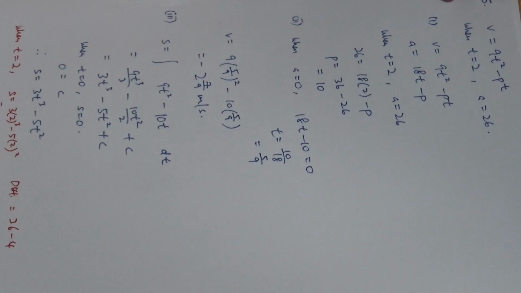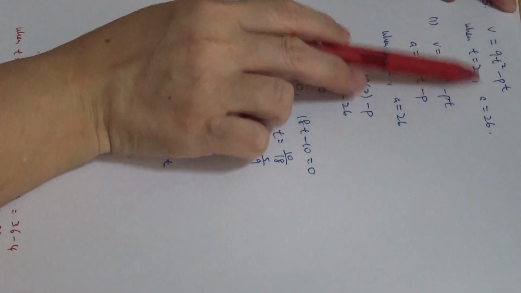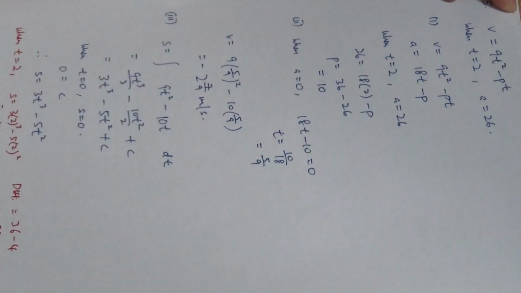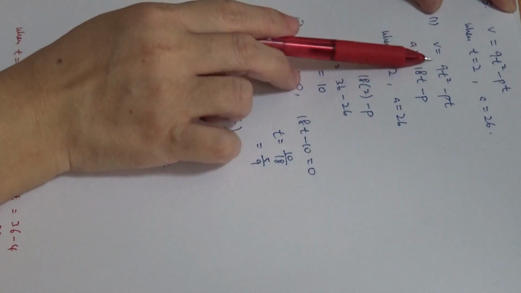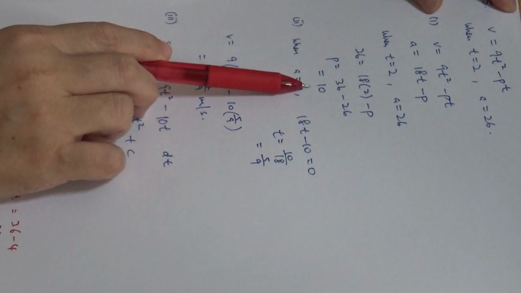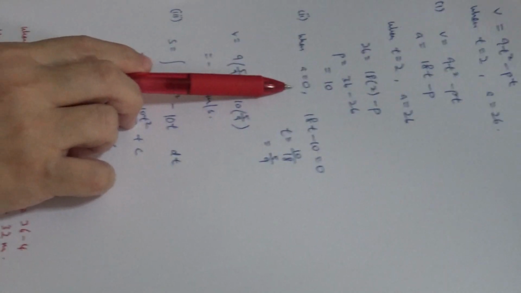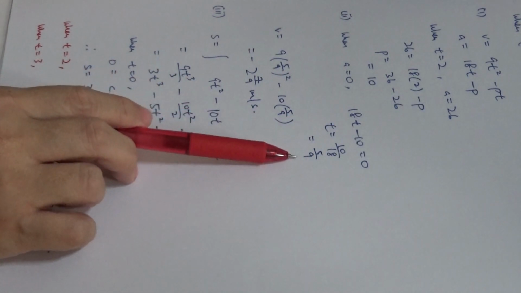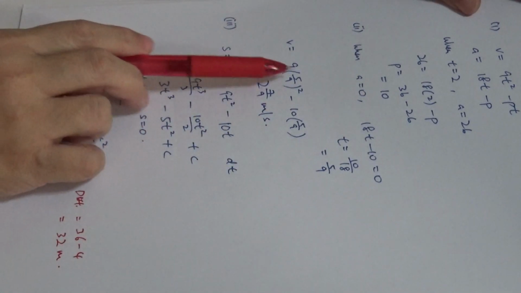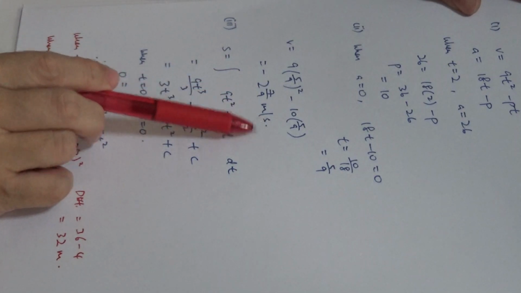Next, we move on to question number 5. The first part asks you to find the value of P. Now we know v is this, as given in the question. Velocity is this. Acceleration is differentiation. We plug in, you will get T as 10. Now, when a is 0, part 2, we will get t as 5/9. So v, plug in 5/9, we will get negative 7/9 meters per second.